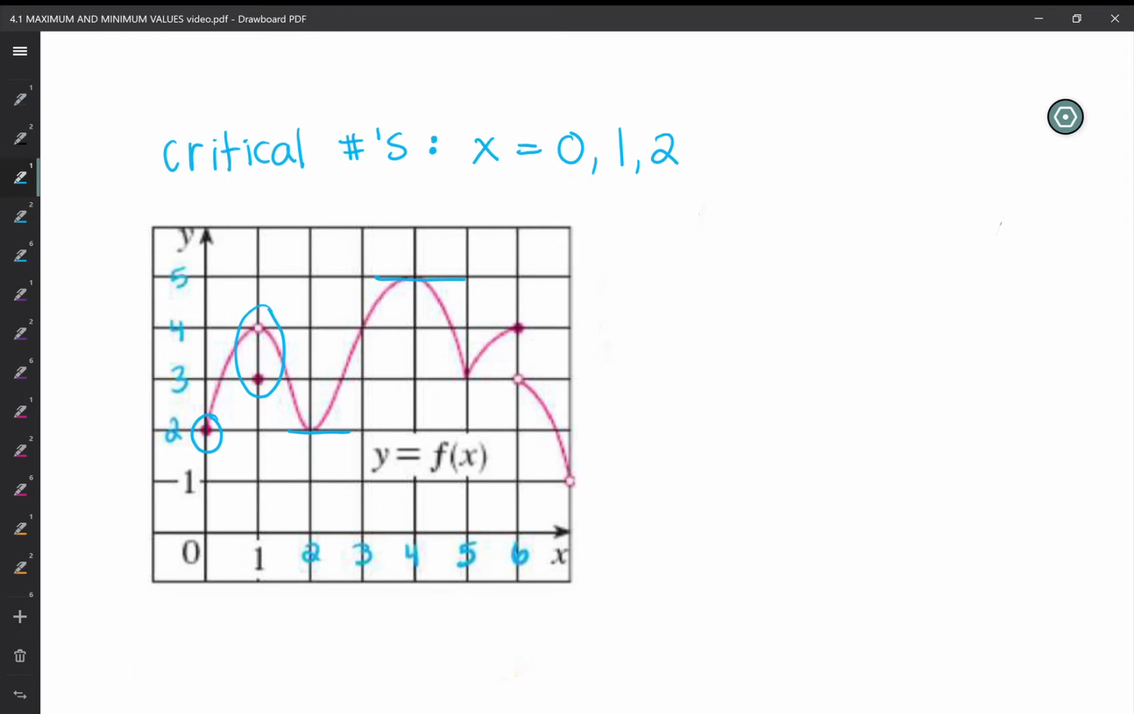Another at x is equal to 4, because the slope of the tangent is equal to 0. Another when x is equal to 5, because we have a cusp. So f of x would not be differentiable, or f prime of x is undefined. Another one at x is equal to 6, because we have a discontinuity. And finally, one at x is equal to 7, because that is an endpoint.